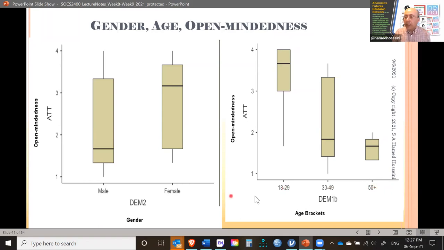You can see that for the older people, their median of open-mindedness is lower than the median of the middle-aged people, and theirs is much lower than the median of the younger people. So obviously, this tells me there is a negative relationship between age brackets or age groups and open-mindedness. You can see the box plots are actually telling us a story. But then we want to go for the precision, and what would be the tables for that?